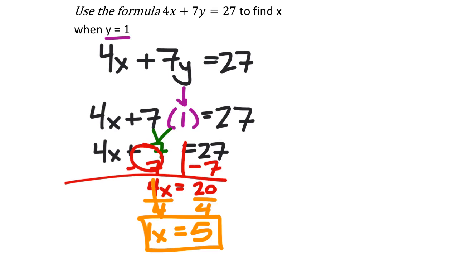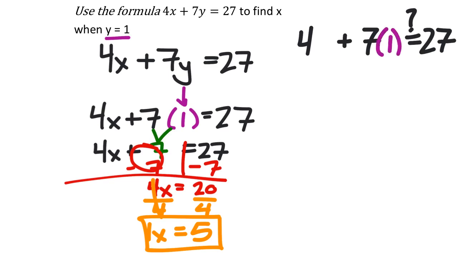And we could check, right? So our formula was 4x plus 7y equals 27. So I can take 4x plus 7y and just see if it equals 27, right? So I put a question mark over that equal sign, where y is 1 and x is 5. And we see that this is going to work out.